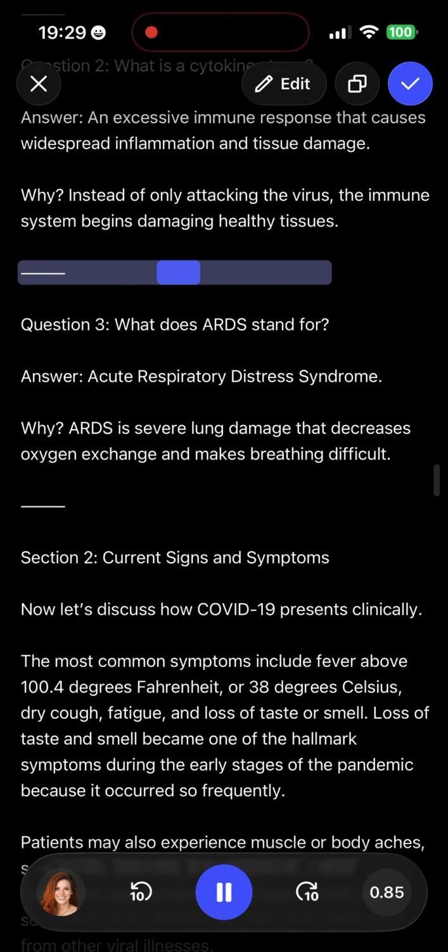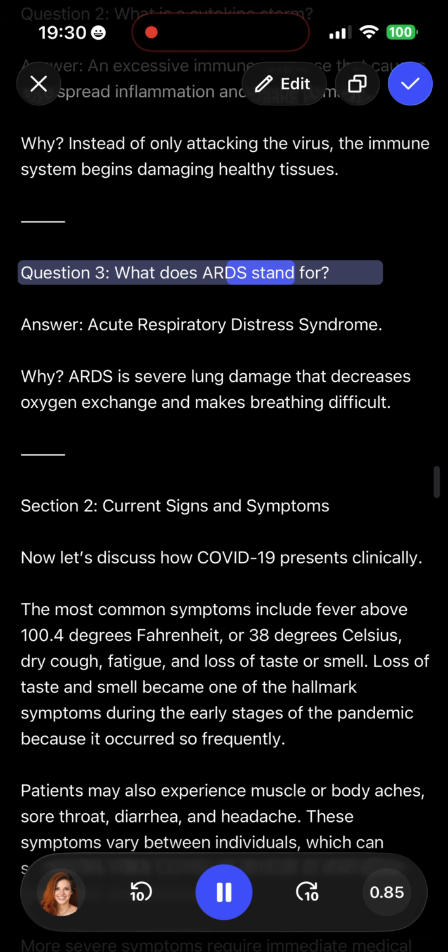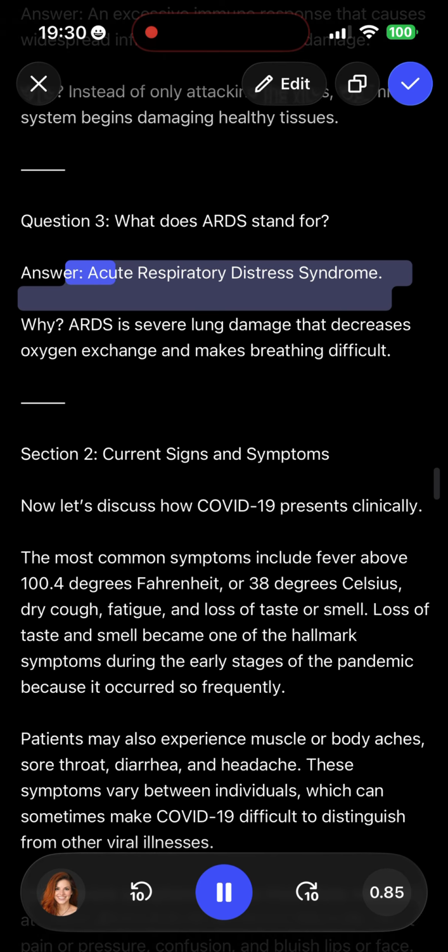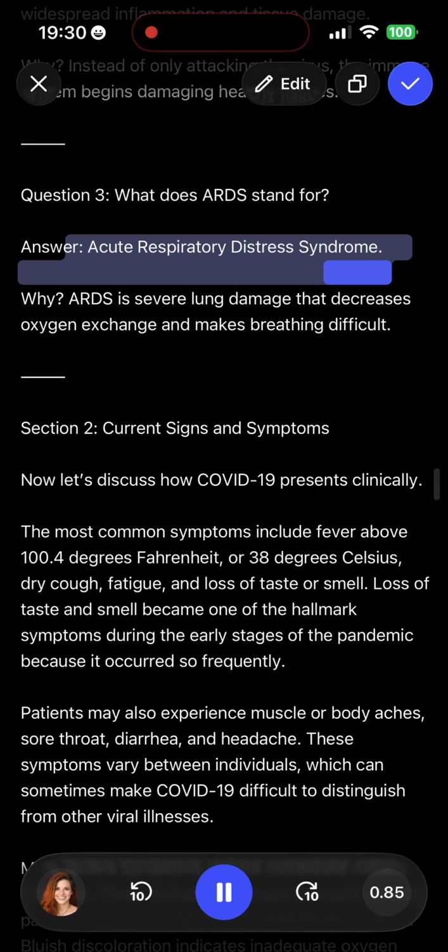Question 3. What does ARDS stand for? Answer: acute respiratory distress syndrome. Why? ARDS is severe lung damage that decreases oxygen exchange and makes breathing difficult.